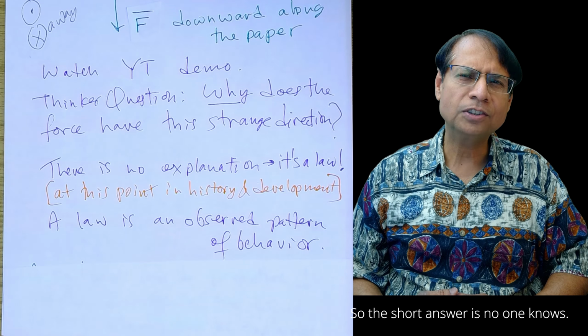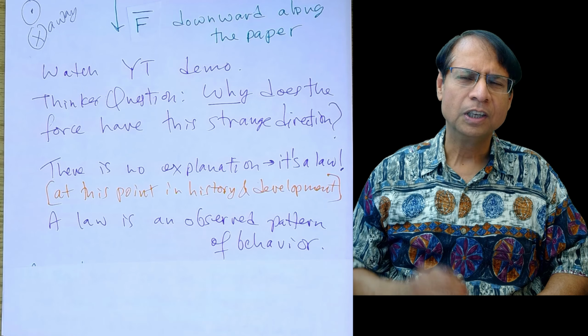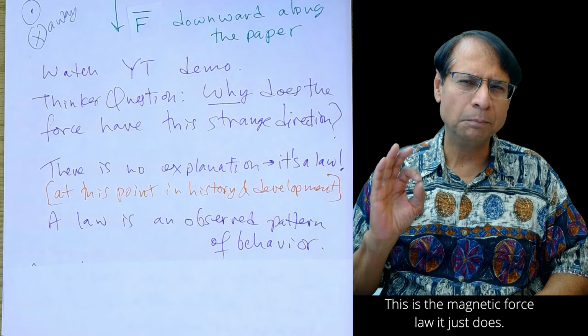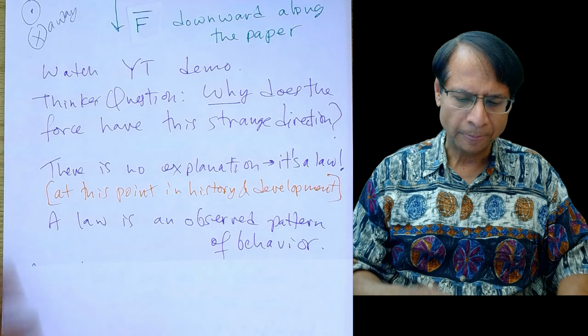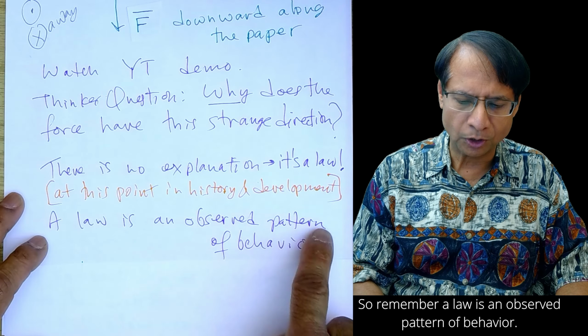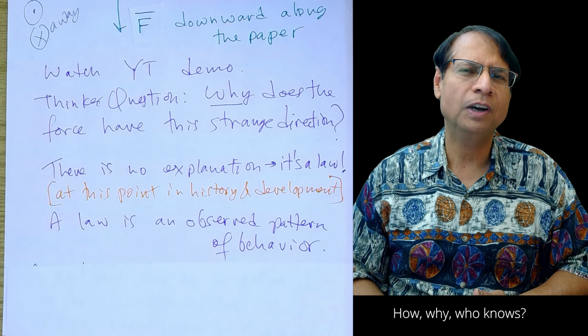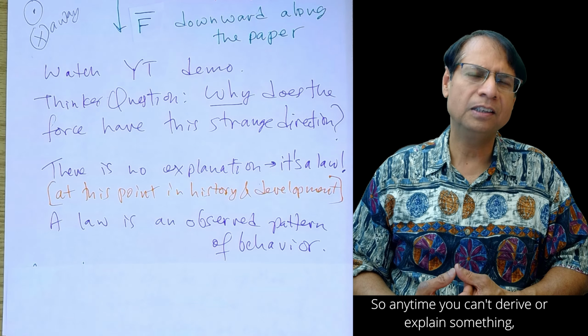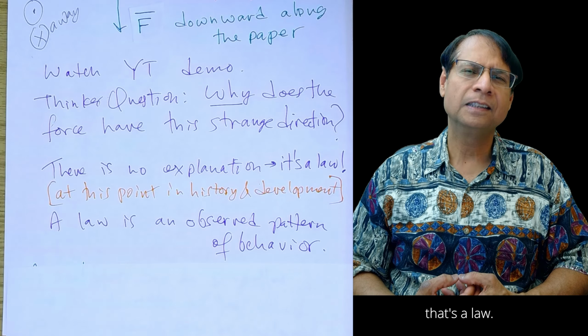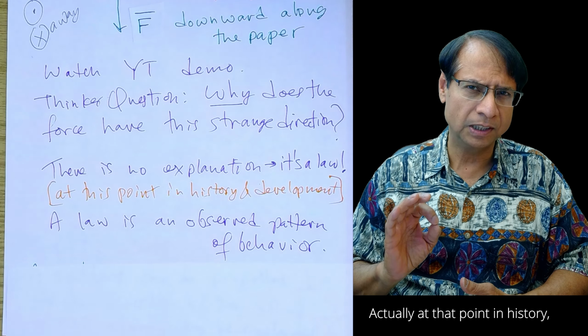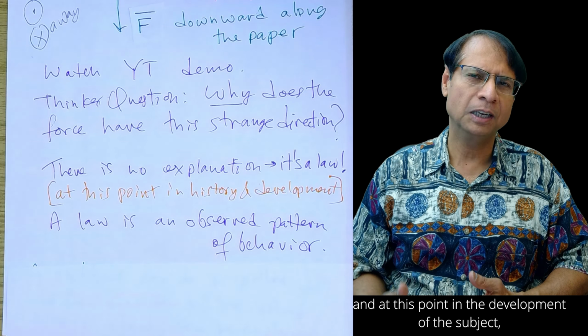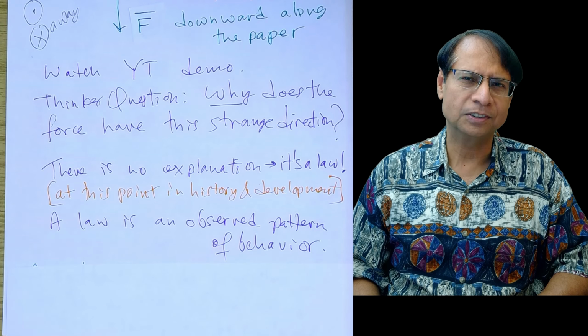So the short answer is no one knows. No one has a clue. It's a physics law. This is the magnetic force law. It just does. So remember, a law is an observed pattern of behavior. That's just the way nature behaves. How, why, who knows? Anytime you can derive or explain something, that's not a law. At least at that point in history and in this point in the development of the subject, it just is.